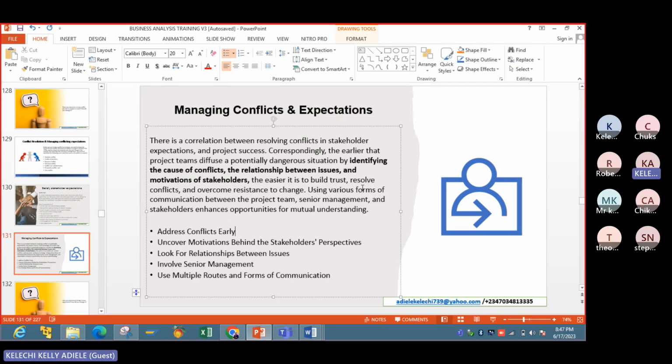Another thing is you need to relate the relationship between the issues. What is the relationship between you not agreeing to sign off on my document and the training we had? So you need to look beyond the behavior of the person and look at the relationship, why the person is behaving like that. Then you have to look for the motivations.